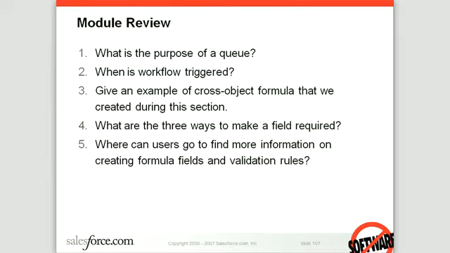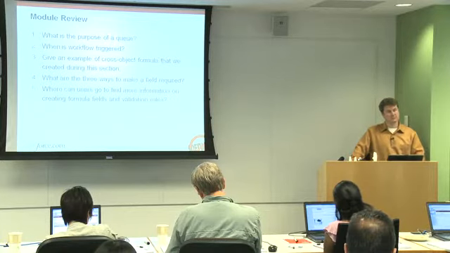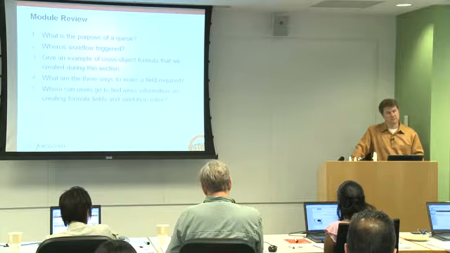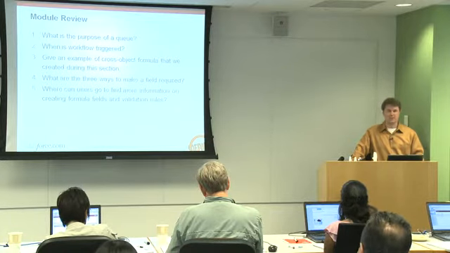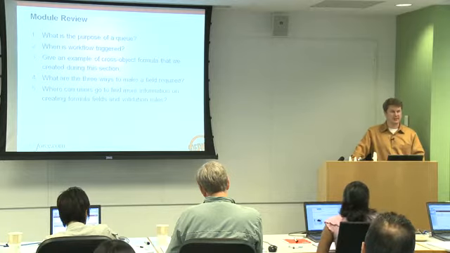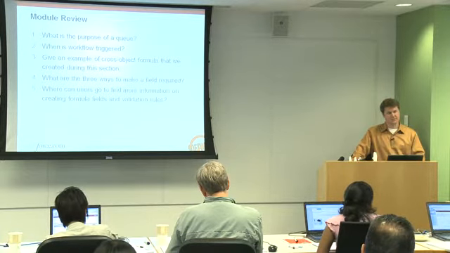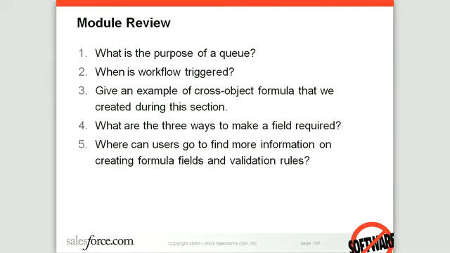Okay. Raj, when is workflow triggered? When evaluation criteria is met. Yeah, but what first would initiate the evaluation of those criteria? An update or an insert. Very good. So anytime we're doing a database write or save type operation, whether it be an insert or an update, that would then fire off our workflow rule for it to be evaluated. Very good. Give an example of a cross-object formula that we created during this section.